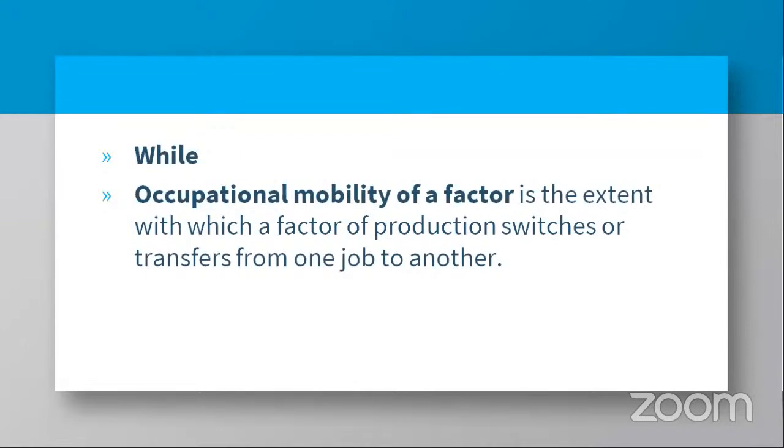I've used the labor somewhere. It was a slip of the tongue. So we are looking at factors of production, not labor specifically. So we are saying occupational mobility of a factor is the extent to which a factor of production switches or transfers from one job to the other.